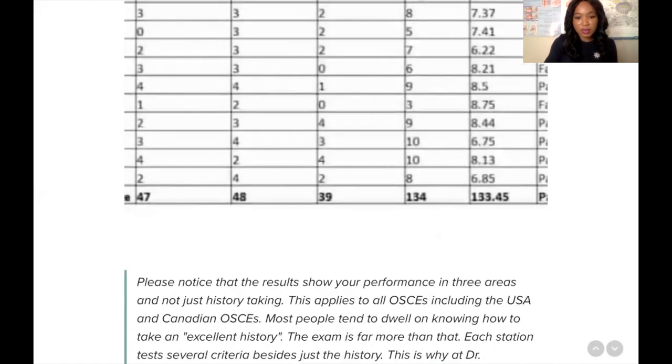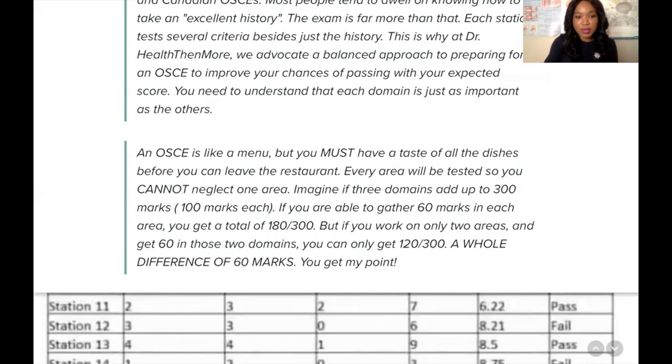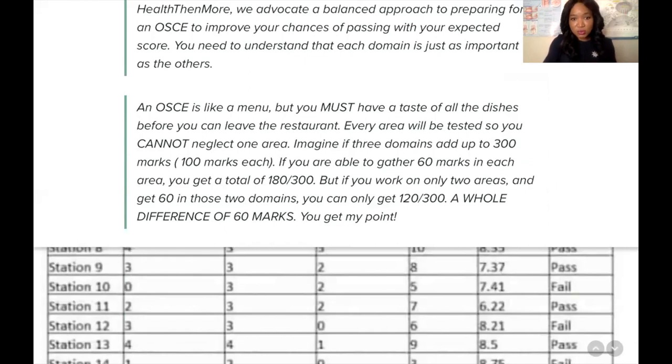We've talked about the PLAB 2. So like I said, an OSCE is like a menu. You must have a taste of all the dishes before you leave the restaurant. Every area will be tested, so you cannot neglect one area. Imagine if 3 domains had up to 300 marks, 100 marks each. If you're able to gather 60 marks in each area, you get a total of 180 over 300. But if you work on only 2 areas and get 60 in those domains, you can only get 120 over 300. That's a difference of 60 marks.